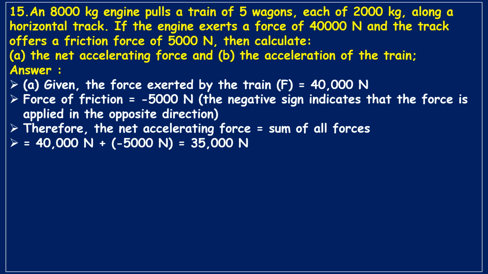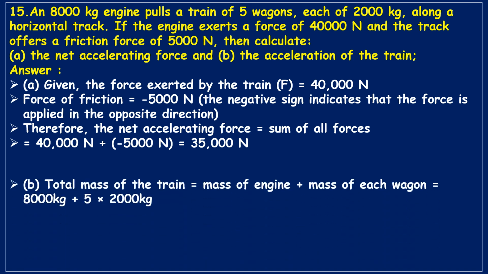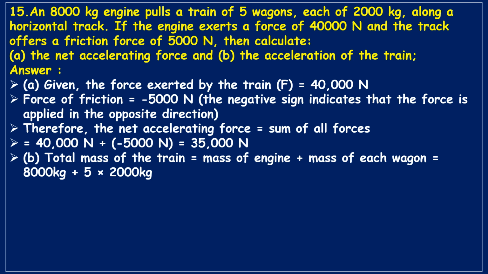40,000 newtons minus 5,000 newtons is 35,000 newtons. So this is the net force which is acting on the wagons: 35,000 newtons of force. Second thing, the total mass of the train, because we have to calculate acceleration.